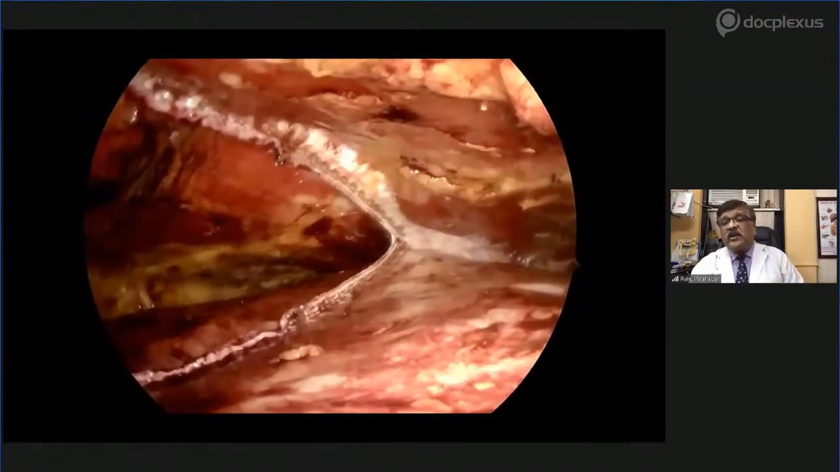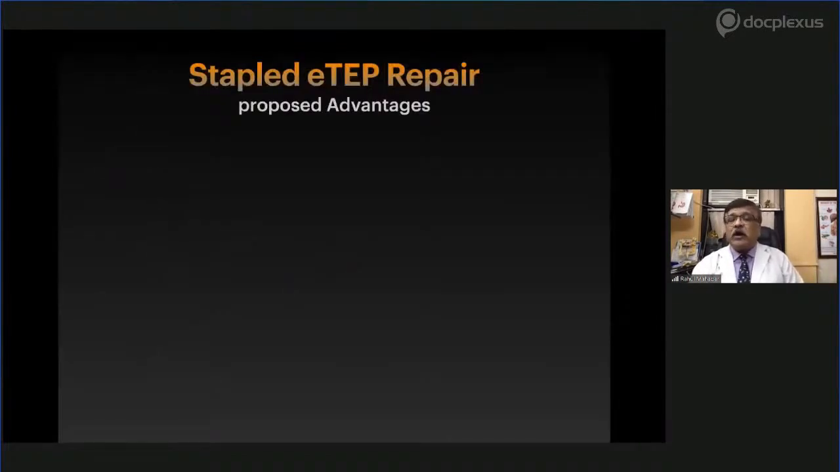But here he is using GI staplers. GI staplers are not meant for the anterior abdominal wall. That needs to be evaluated further. But the study is going on. We'll see how we can go ahead.